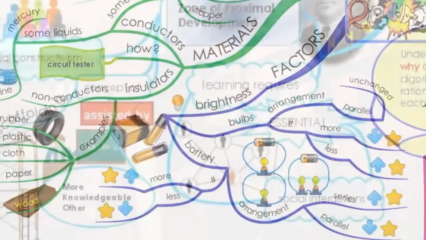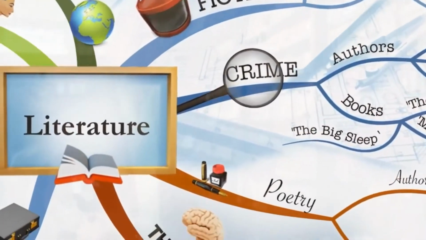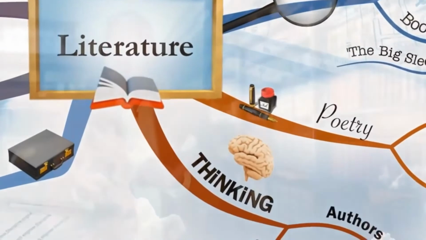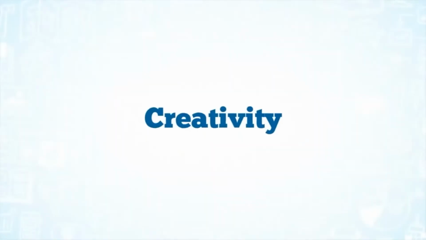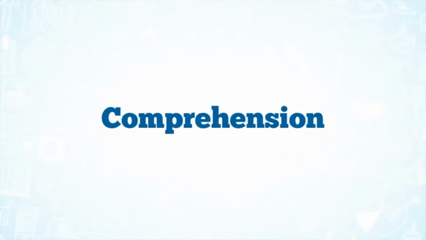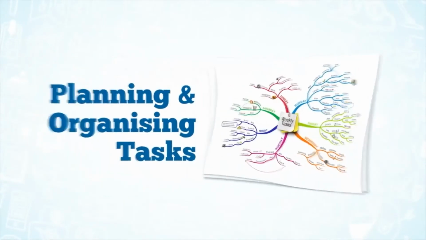Images throughout. Same as for the central image, a picture is worth 1,000 words. So if you have images throughout your mind map, then you are going to automatically have more powerful memory, more stimulation, more interest, more generative thought. Mind mapping has been proven to boost your productivity, creativity, memory and comprehension, and can be used for almost anything, from planning and organising tasks to generating ideas and presenting.